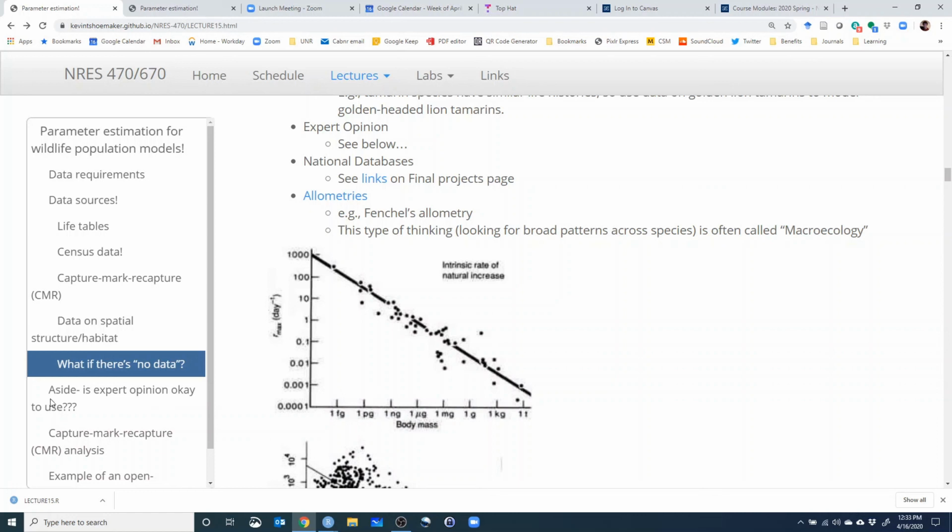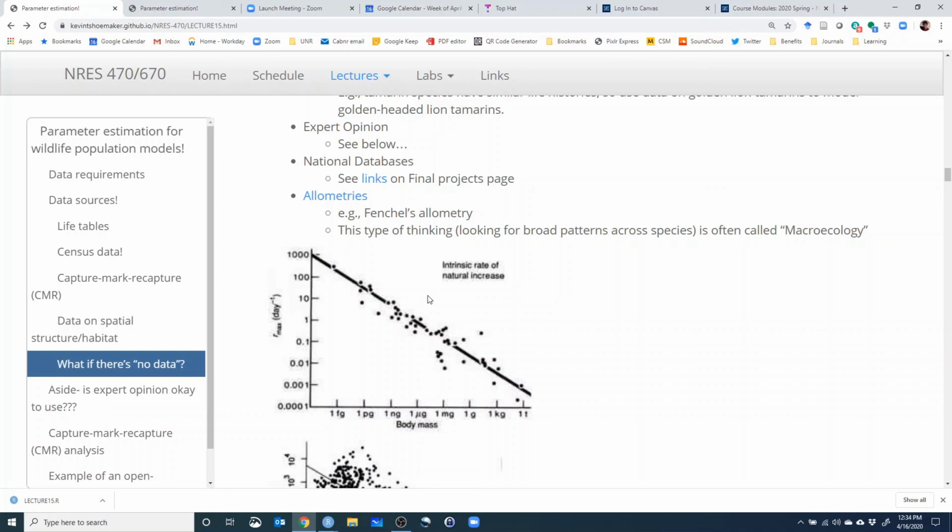If you're really small in body mass, like 1 femtogram, maybe you're a virus, you can grow at a rate of 500 times per day. You can multiply by 500 times per day. Whereas down here, maybe you are a blue whale, one of the largest organisms on Earth, and your rate of growth per day is more like 0.0005. So you can see that there's a relationship. Obviously, elephants can't multiply like bacteria.